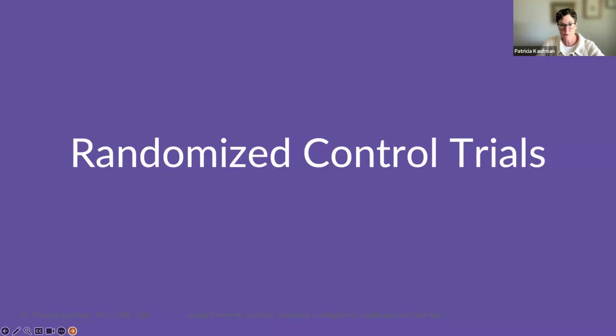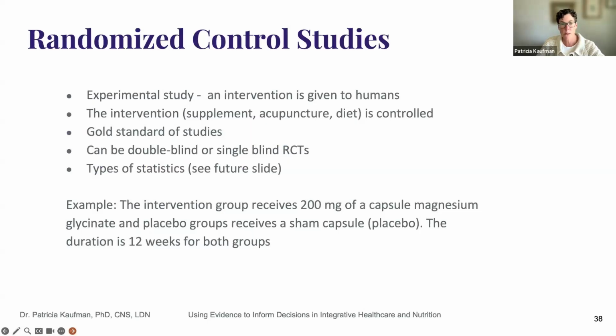So now the gold standard, randomized control studies. An intervention is given to humans. And then the intervention, let's say, is a supplement, acupuncture, or diet, and it's controlled, right? So I'm giving you, as a participant, 2,000 IUs of vitamin D, or I'm giving you a specific type of diet to follow. The diet one is a little bit harder, depending on how the intervention is done. It's the gold standard of studies.